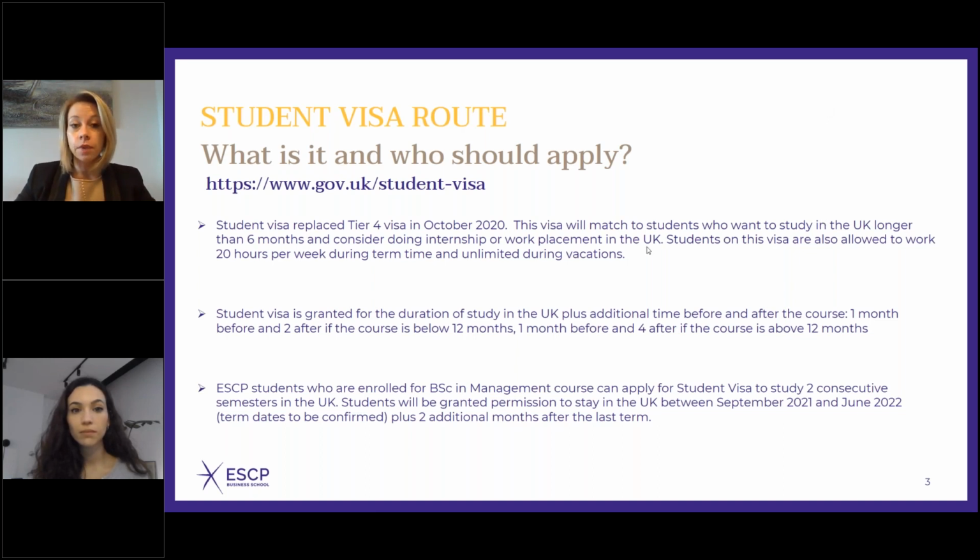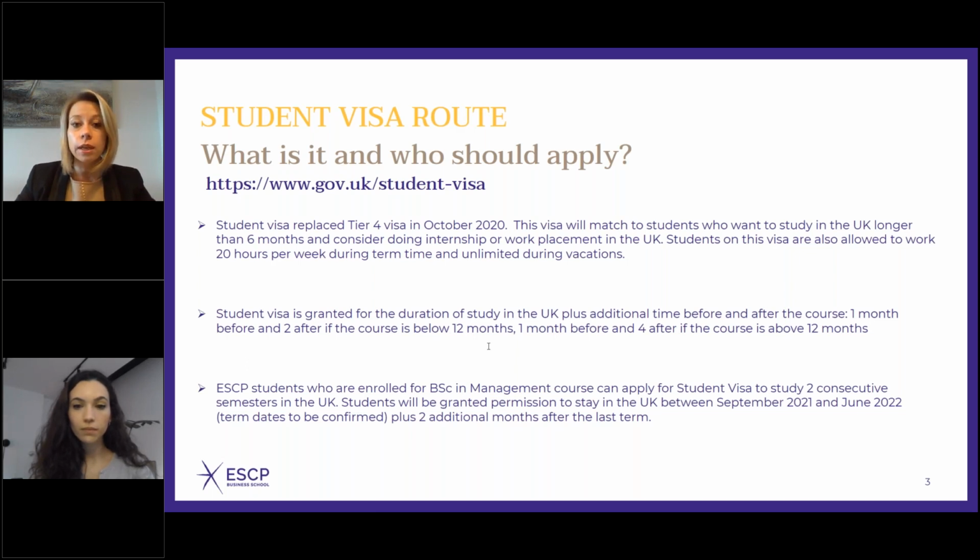What is the duration of the student visa? So the student visa, as I said, will cover minimum 6 months, but generally it covers the period of your study, which is going to be 1 year for you because you're a student in Bachelor in Management and you're coming for 2 consecutive semesters with us. So your semester starts in September and the second semester finishes in June. So this period will be covered by the student visa.